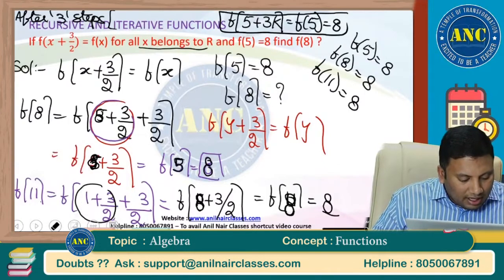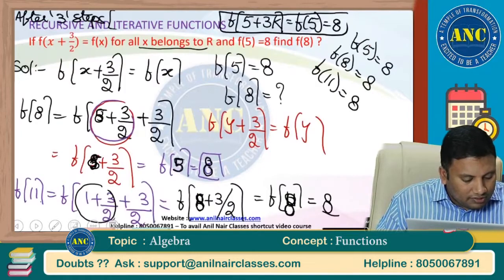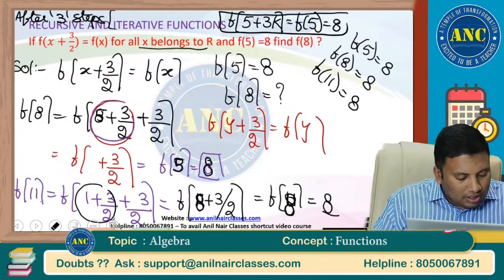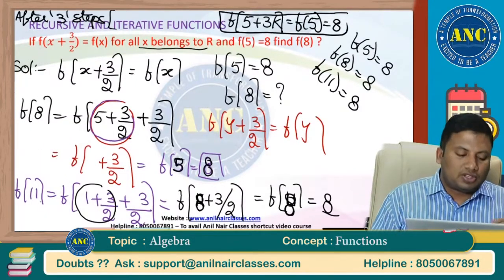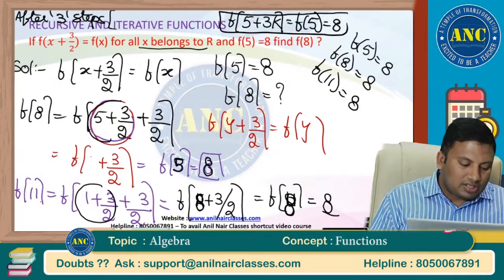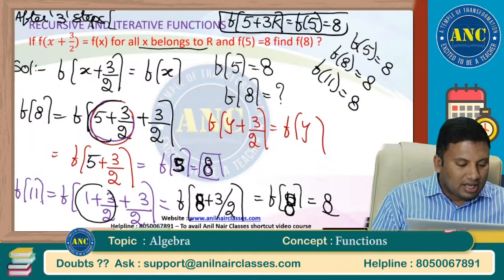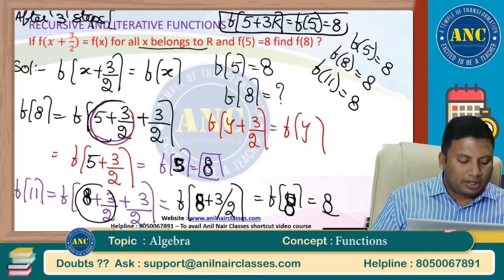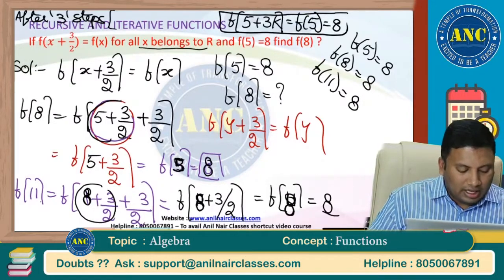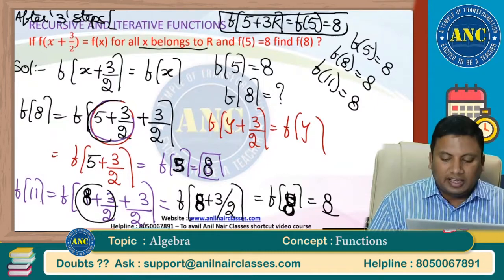Just we will write it neatly so that there is no confusion. This is nothing but f of 5 plus 3 by 2 plus 3 by 2. This is k. 5 plus 3 by 2, it is f of 5, it is 8. 11 is nothing but 8 plus 3 by 2 plus 3 by 2, which is 8 plus 3, it is 11. So it is 8 plus 3 by 2, f of 8 is 8.